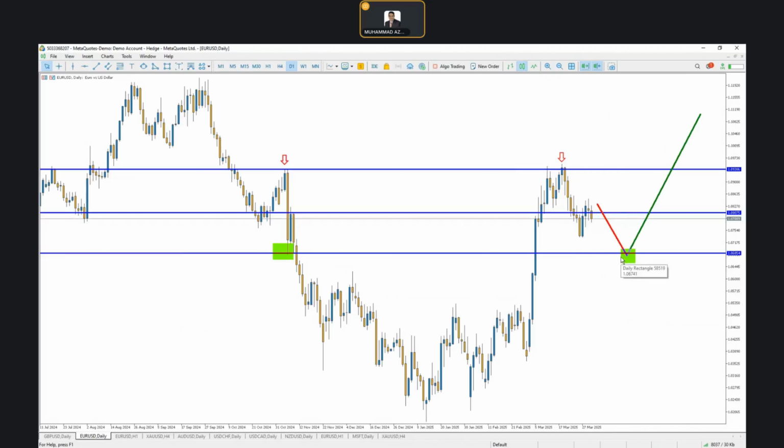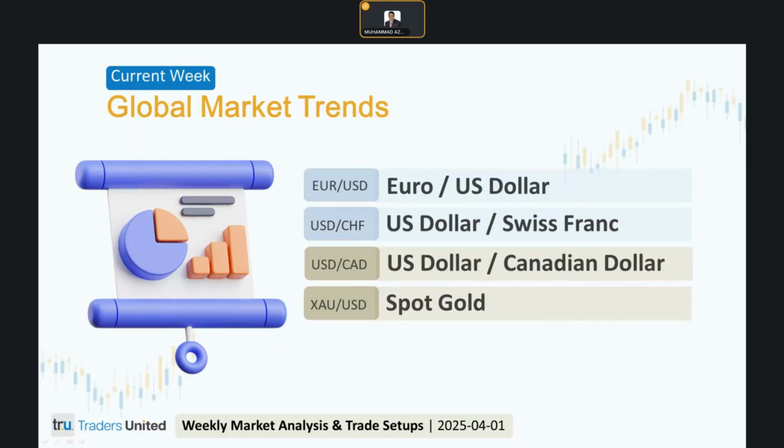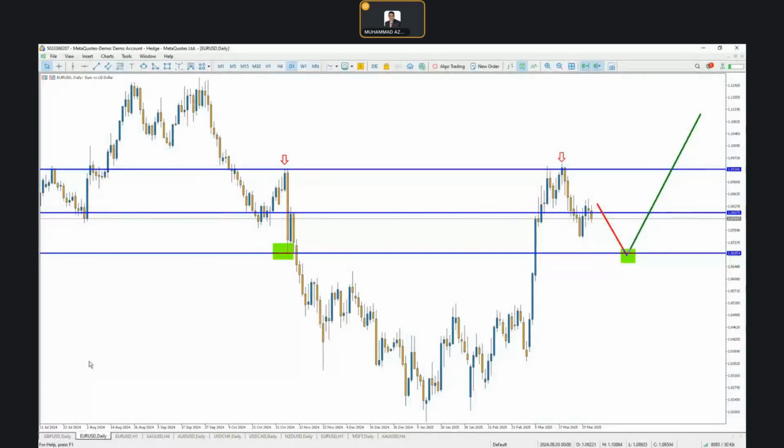So the point is, the way I see it, euro dollar is most probably going to drop to the next level at 1.0685 area. Next one, let's take a look at the US dollar Swiss franc currency pair. Okay, USD CHF.